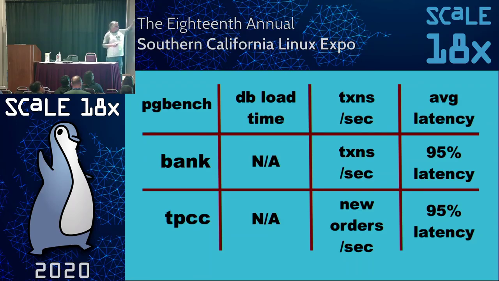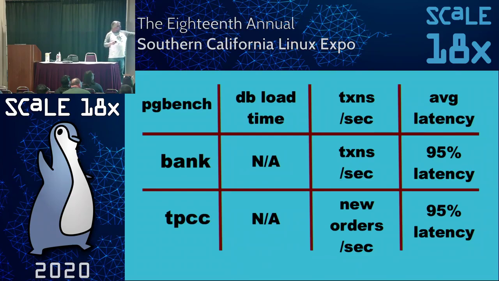Now, for pgbench, we did a simple thing: DB load time to look at a big sequential write, transactions per second, and average latency. Bank is actually kind of the same things. The nice thing about the bank test with CockroachDB is it actually gives me a percentile instead of an average. And a percentile is always better because SLOs and SLAs are generally expressed as 95% of transactions must complete within X. And so that's the number you actually want to know.